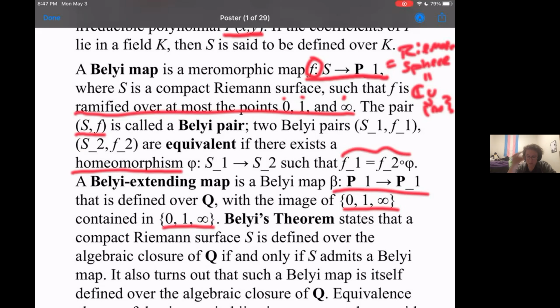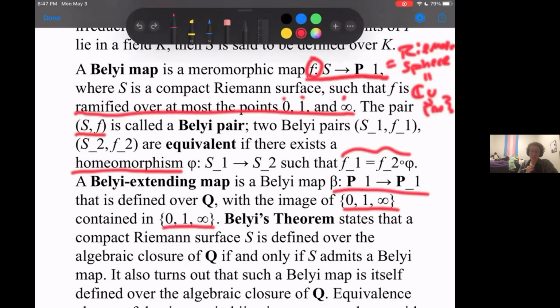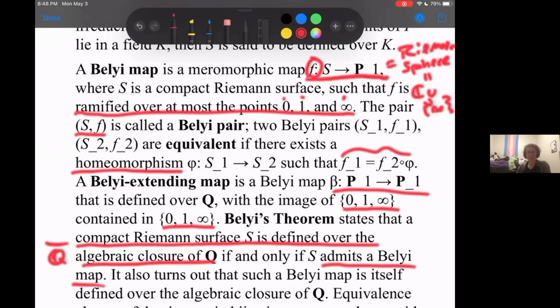And so now an important theorem about Belyi maps is this: a compact Riemann surface S is defined over the algebraic closure of Q, which I'll sometimes write as Q bar. It was hard to format that in PowerPoint, so I just wrote it all out. So the compact Riemann surface is defined over Q bar if and only if S admits a Belyi map. So if a Belyi map exists, we get this, which is a very interesting theorem. And also, just for the sake of information, Belyi maps also turn out to be defined over Q bar.